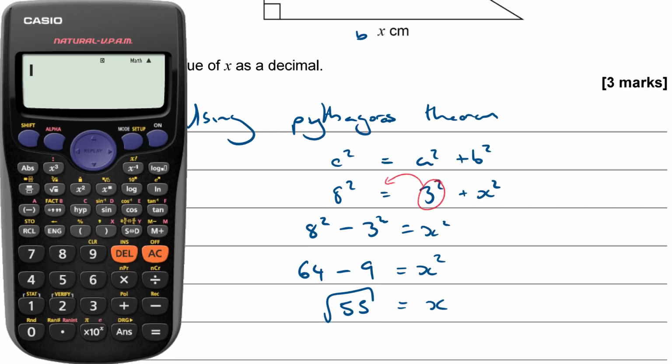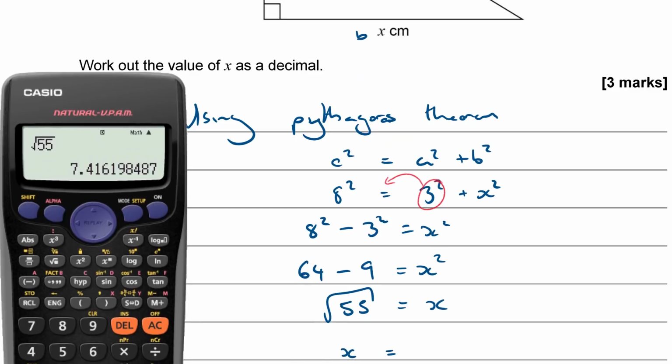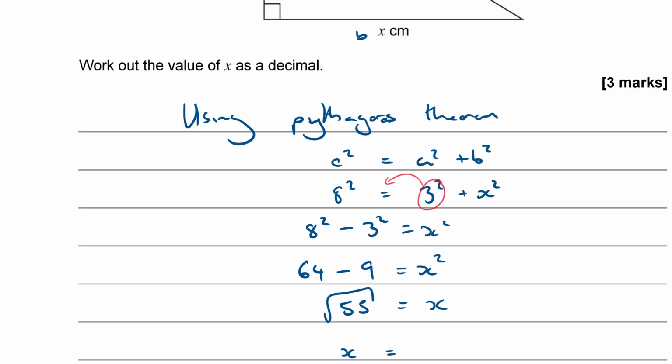Reach for the calculator. Root of 55 as a decimal. Work out the value of x as a decimal. Should really round this off. I'm not going to write it all down. Unless otherwise stated, I normally write decimals down to 3 significant figures. So in this case, it would be 7.42. What's the units? Centimeters?